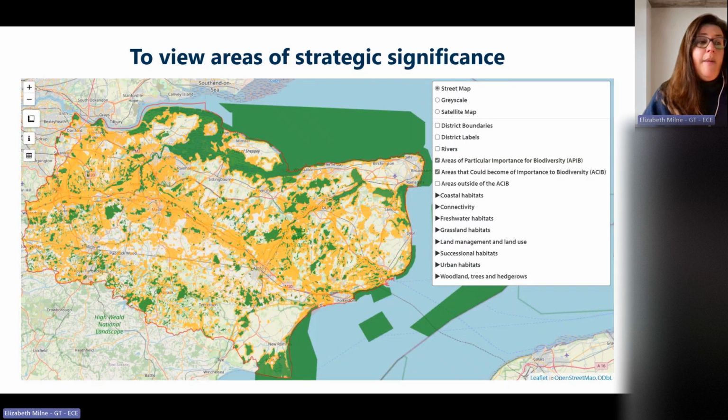So the online map also helps you identify the areas of strategic significance. The way in which you bring up the map of strategic significance is you select both layers: areas that could become of importance and areas of existing importance for biodiversity. The areas that could become of importance are shown in yellow, and the areas of importance are shown in green. Collectively, these make the areas of strategic significance. So anything that is either yellow or green can be considered an area of strategic significance.